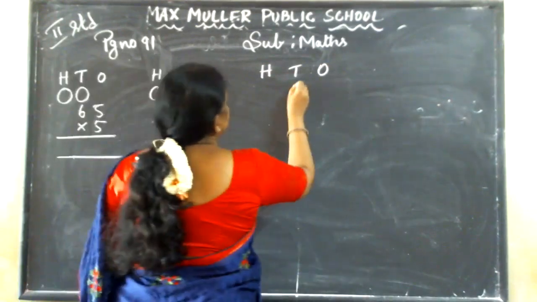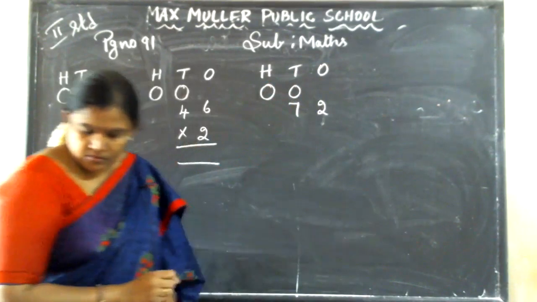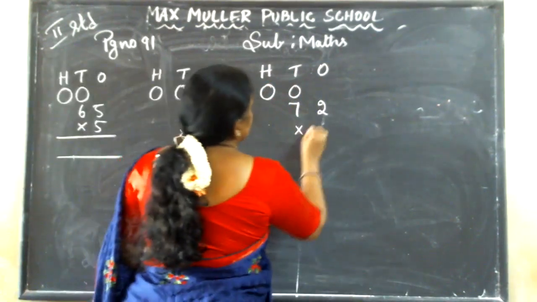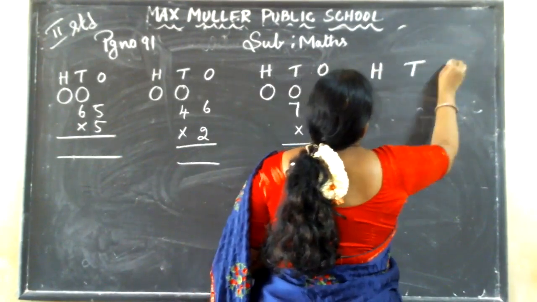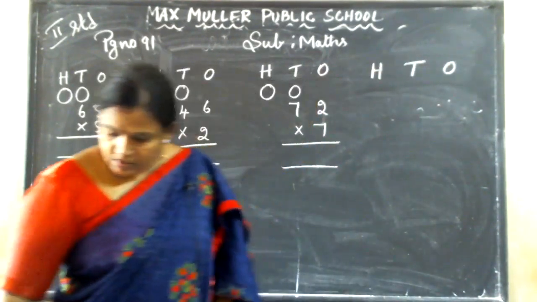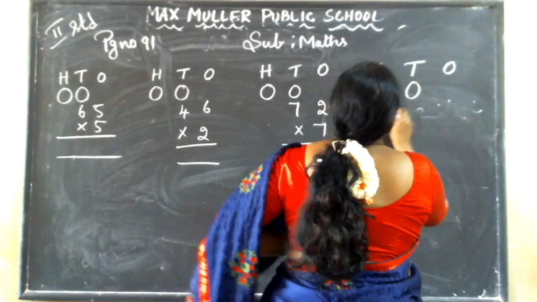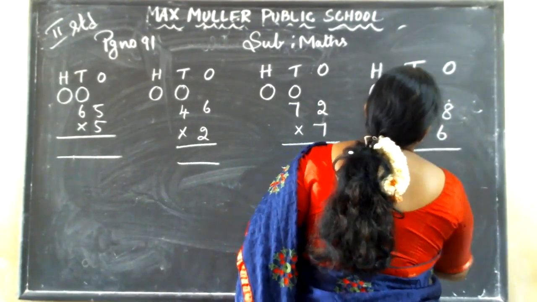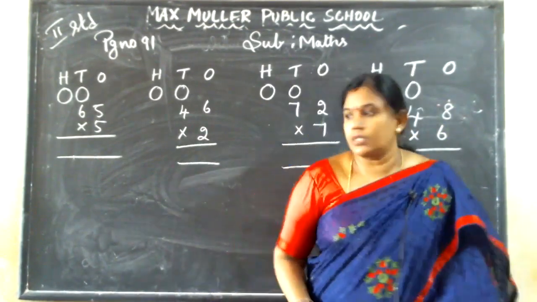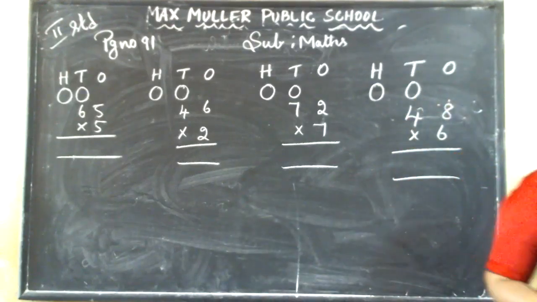72 into 7. Hundreds, tens, ones. 48 into 6. Open your textbook, children. Page number 91. See the sums directly now.